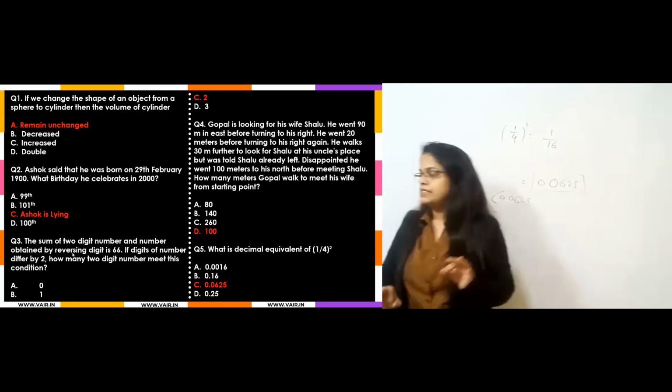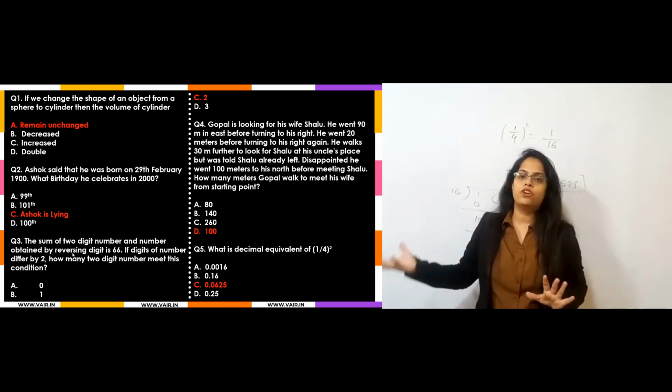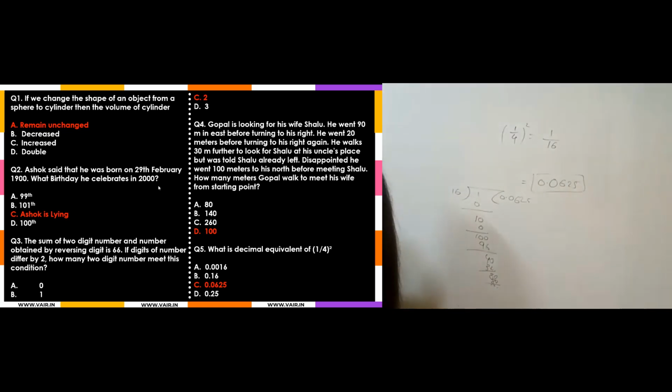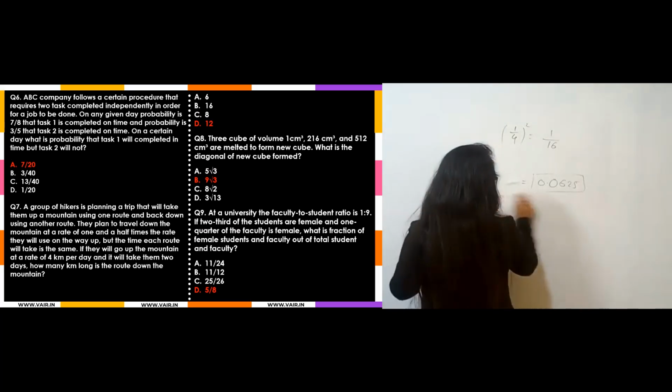Easier means you can see all first 5 questions were easy. Even in the exam, you can solve this question in a few minutes only. Now let's go for the next question. Question number 6 is here.